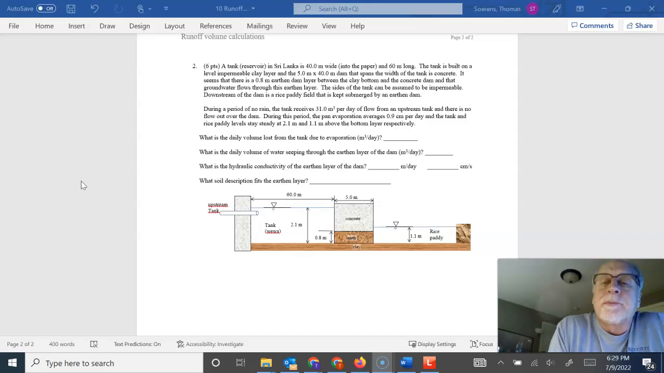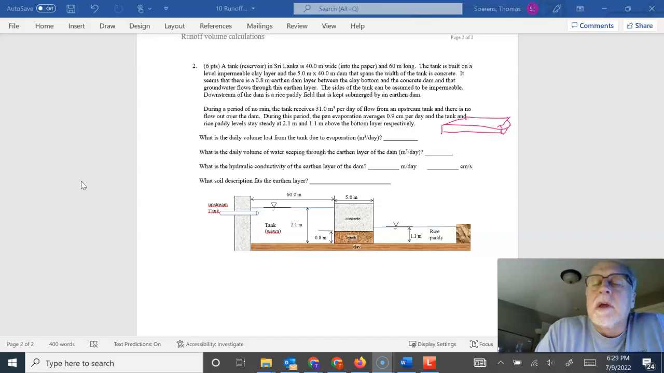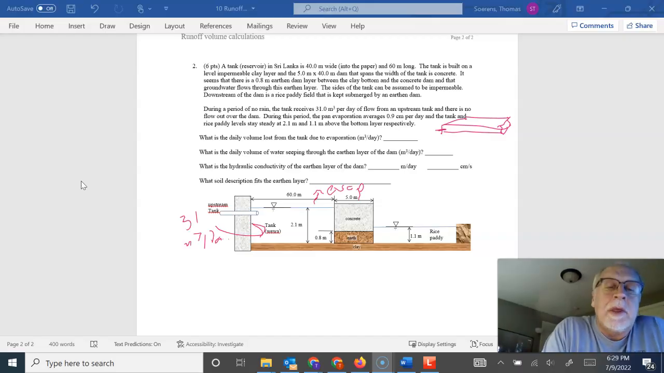So pan evaporation, the idea being that you measure it by, you have a pan, it has water in it, and you leave it sit out, and if it drops 0.9 centimeters per day, that's the pan evaporation. So to come up with the evaporation rate out of the top of here, so it's coming in at 31 cubic meters per day, and then the water balance is some of it's going out through evaporation, some of it's going through this earthen layer here.